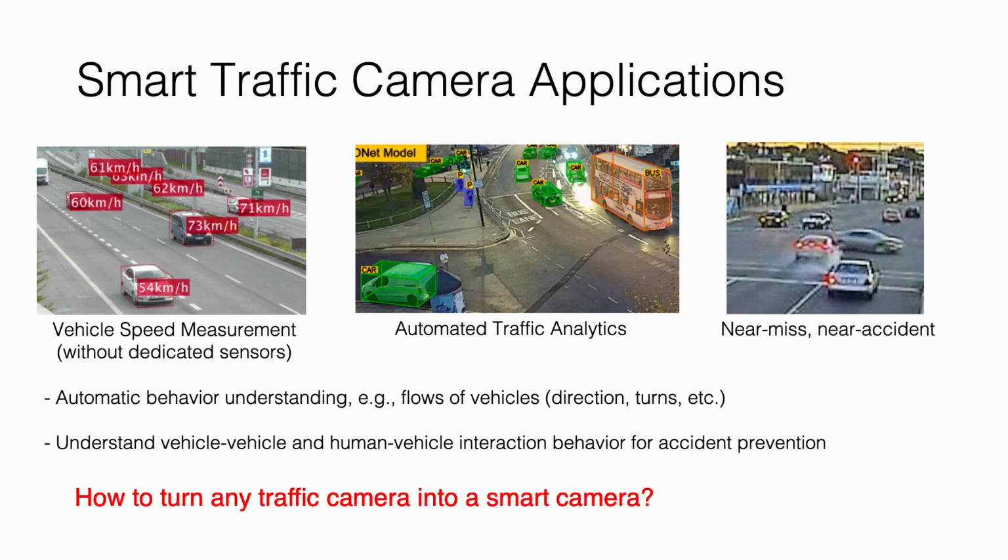We argue that for many of these applications, 2D information such as detection or segmentation alone is not enough. We need to be able to extract 3D information from these traffic cameras. However, there's one important challenge. Camera calibration is not known.